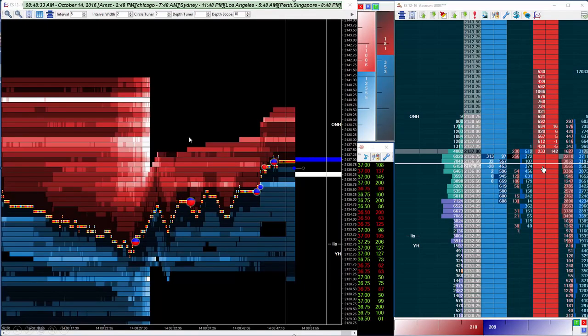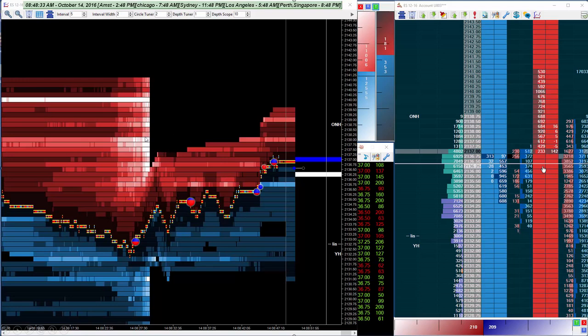So let's just dive in and look at an example. Now the first example is the reason I believe you should always have your time and sales showing. When you're reading order flow, time and sales is really useful, but a lot of people are scared of it and a lot of people don't want to look at it.